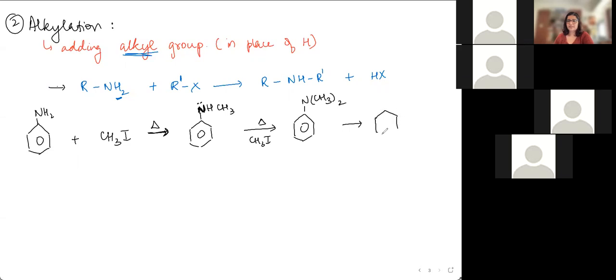And finally, with another mole of alkyl halide heated with it, I end up getting this compound, N(CH3) taken thrice, with a positive charge here and I minus. This is clearly an ionic salt, because it has a positively charged ion and a negative anion. Nitrogen has no hydrogen attached to it; in fact, it has a positive charge. This sort of salt is called a quaternary ammonium salt.